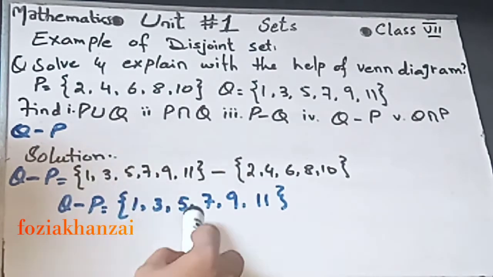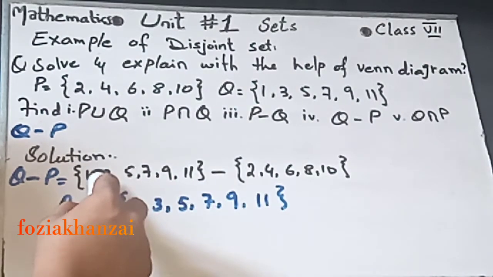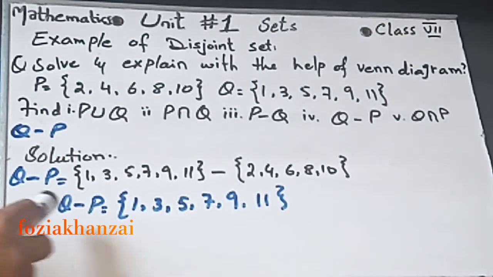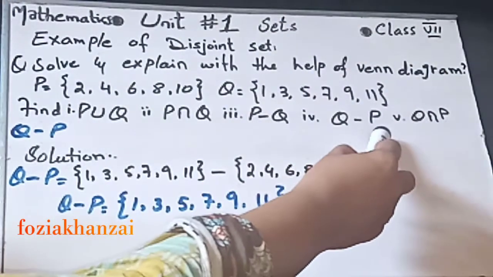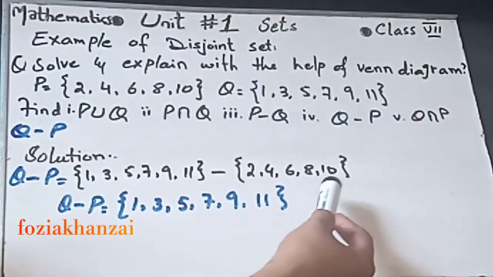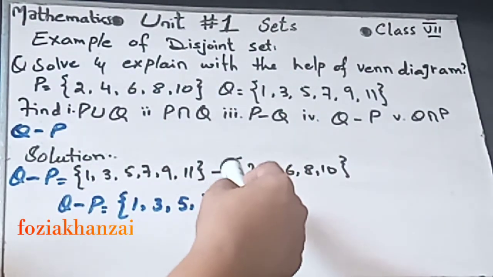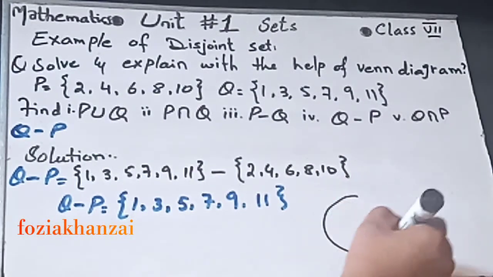Now all remaining elements which are given in set Q, we write down in the answer. So 1, 3, 5, 7, 9, 11, all elements which are given in set Q would be the answer of Q difference P. Okay, we find Q difference P. First we write down set Q, then we write down set P. It's necessary. Okay, now we draw the Venn diagram.